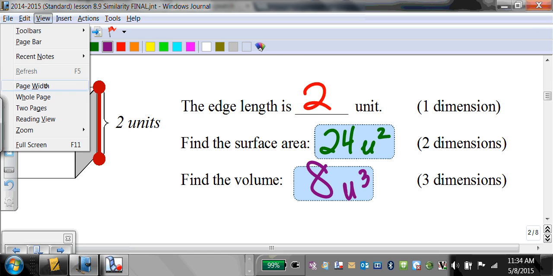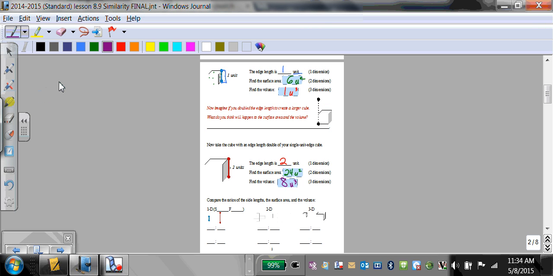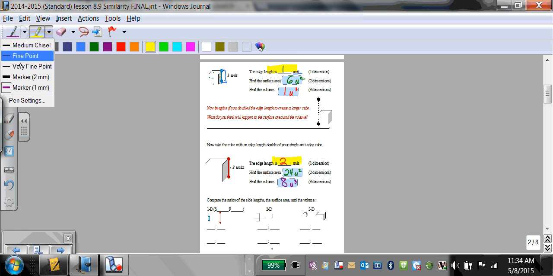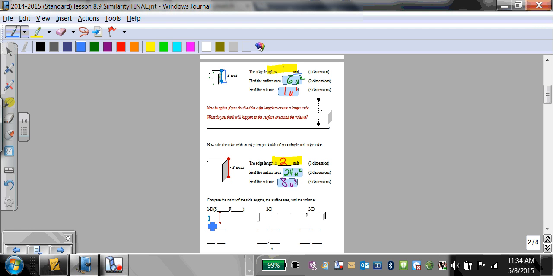Ready, guys? I'm going to shrink this back to the whole page. Watch the pattern here. Step number 1, pattern number 1. Our edge length was 1 to 2. That's called scale factor. So bring that down here. Scale factor was 1 to 2. Scale factor is one dimension.